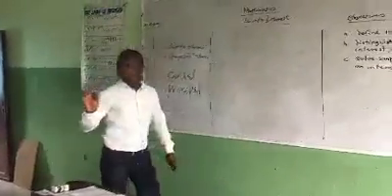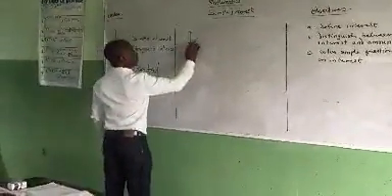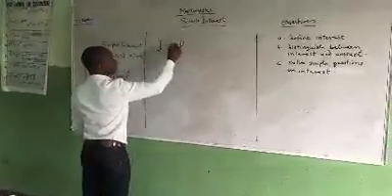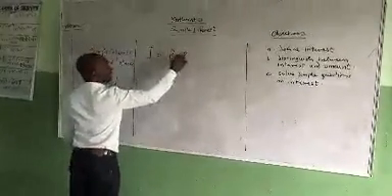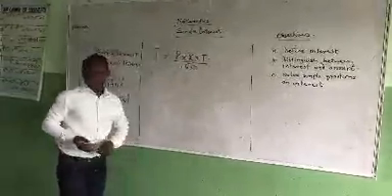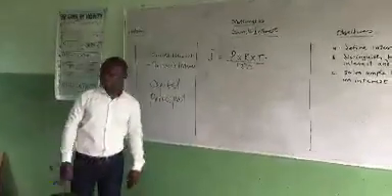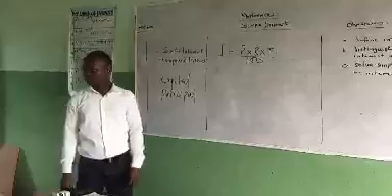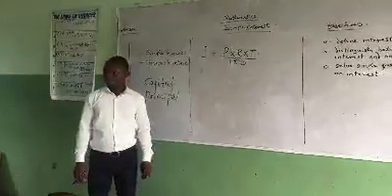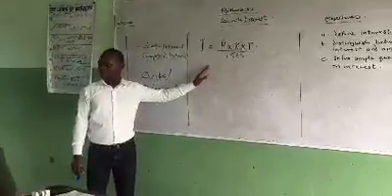There are two important formulas in simple interest. The first is simple interest, which is represented with I, is P times R times T over 100. I want you to repeat that. Interest equals PRT over 100.